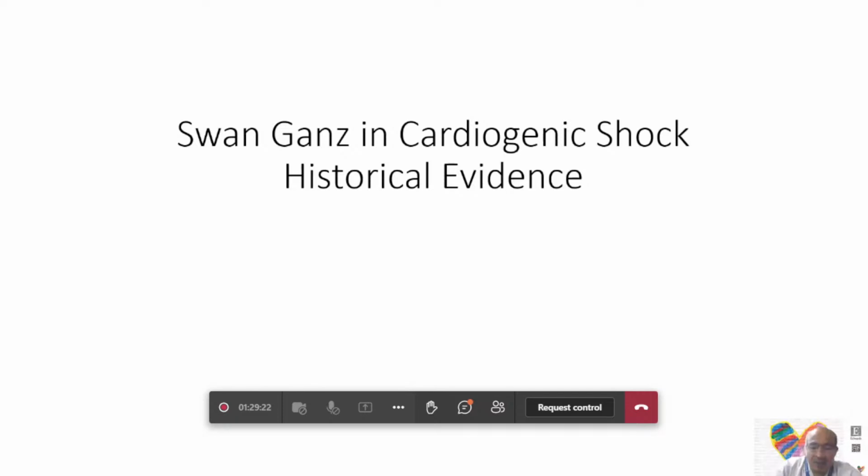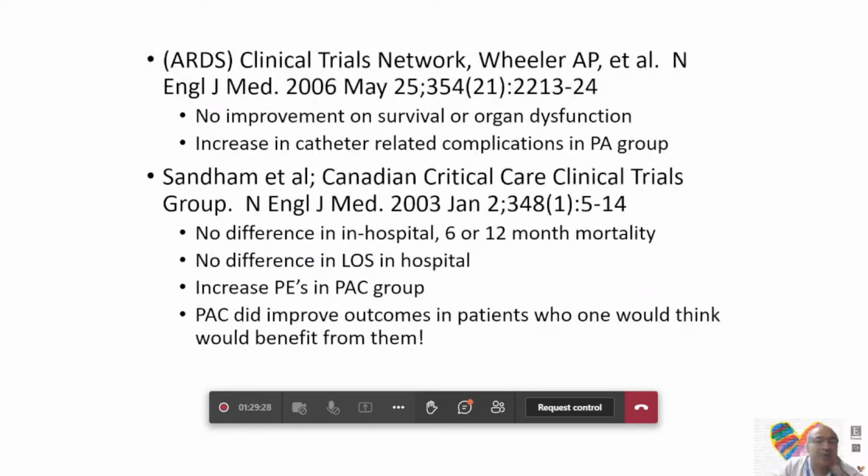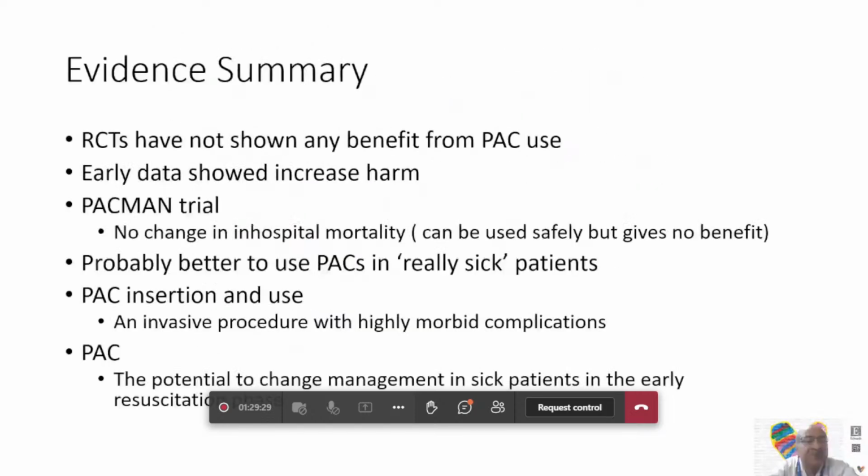Now, looking at the historical evidence of Swan-Ganz in shock, previous speakers have talked about all the experience. So this is the evidence summary. Historically, RCTs have not shown any benefit from use of the pulmonary artery catheter. In fact, early data, Connors et al., and some other people showed risk of harm.